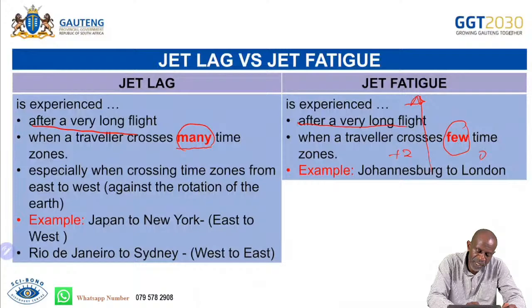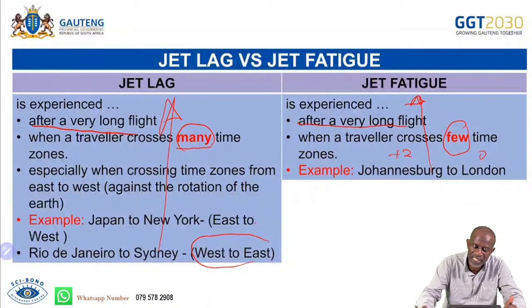Example here with jet lag: a flight that leaves from Japan to New York, from far east to New York, you have crossed so many time zones because this one is at -5 and this one is at +8. So you can imagine the number of time zones that you are crossing. And the movement is against the rotation of the Earth. You are moving from the east and getting into the west. So you are likely to experience jet lag with this one.